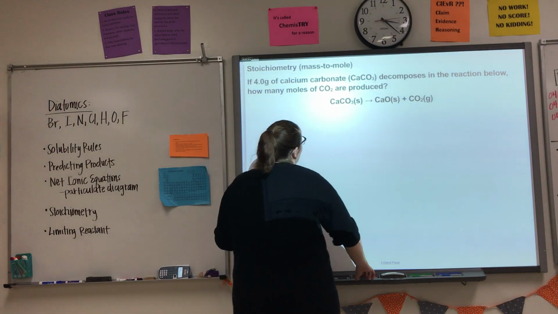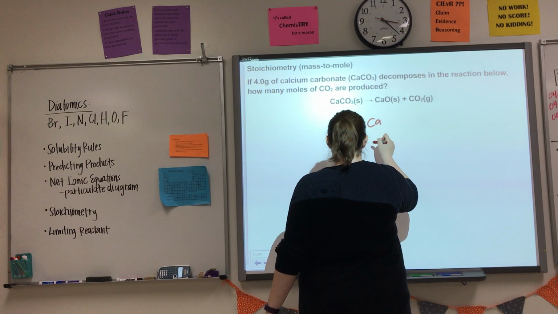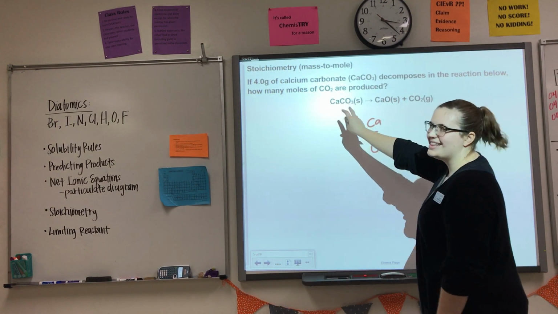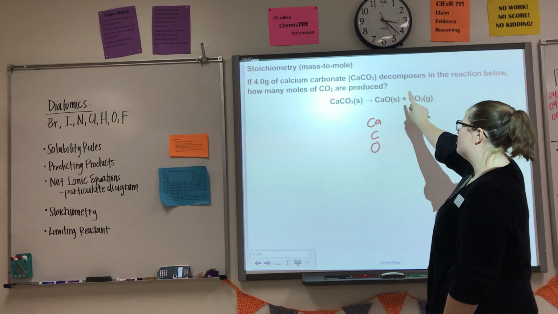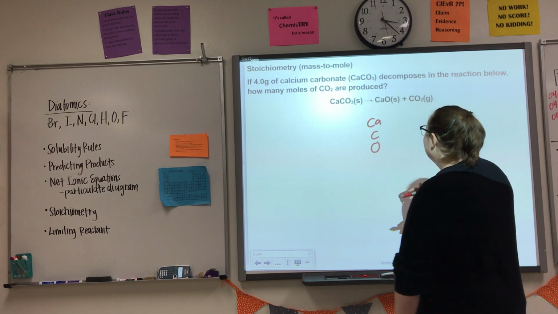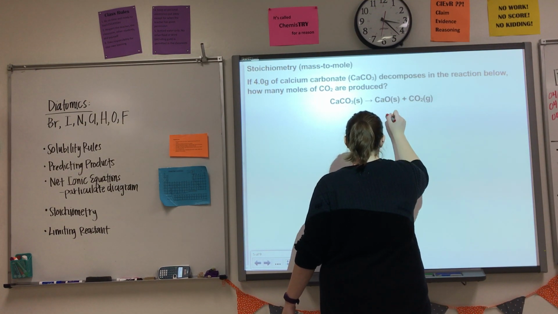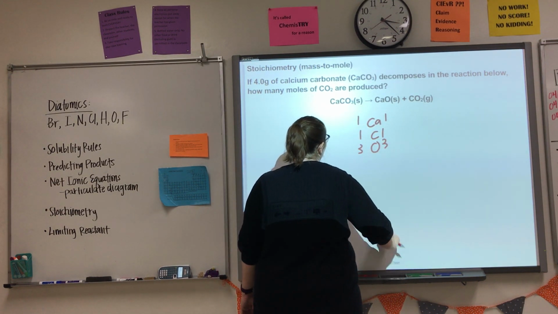So let's go ahead and balance first. I have calcium, I have carbon, and I have oxygen. In this case, carbonate can't stay as one ion or one unit when I balance because it splits into CO2 and CaO. So 1 calcium, 1 carbon, 3 oxygen. 1 calcium, 1 carbon, 3 oxygen. Awesome. Already balanced. Don't even have to do anything with it.